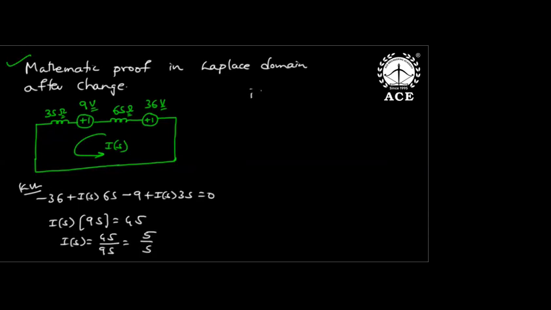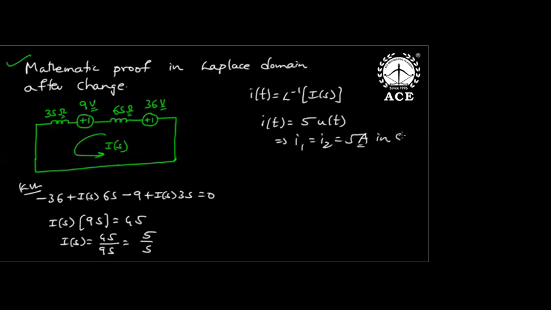Now I of t is the inverse Laplace of I of s. I of t will be the inverse Laplace of 5 by s, which is 5 u of t. 5 u of t means it is a constant current of 5 amps. That implies I1 equals I2 equals 5 amps in steady state.